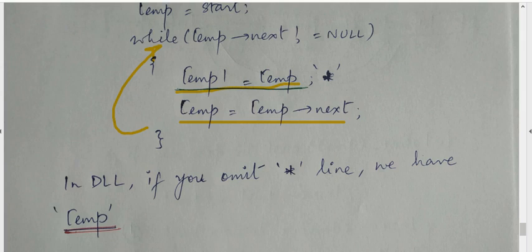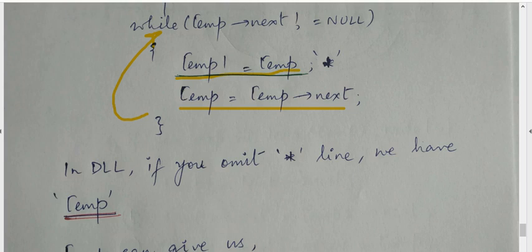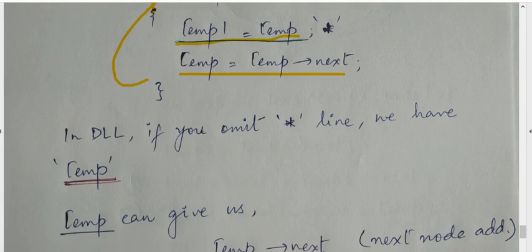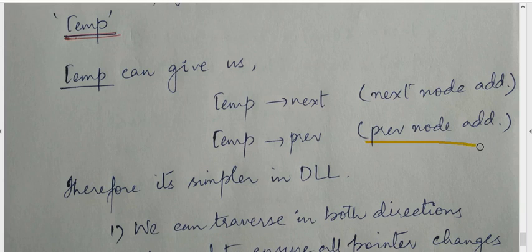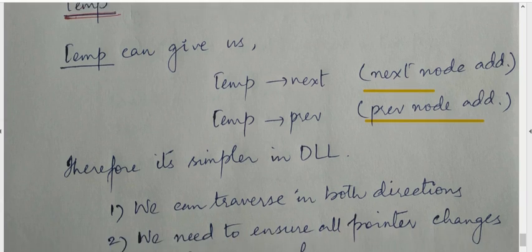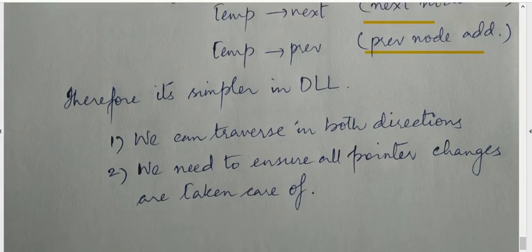So in the case of a doubly linked list, we can safely omit this line, because when we stop at temp, which is the last node, temp can give us, by way of its previous pointer, the address of the previous node. In fact, if it's some node in between, it will give us the address of the next node also. So programming in a doubly linked list is comparatively simpler, and you'll see we can traverse in both directions, and it helps a lot in many programming practices.